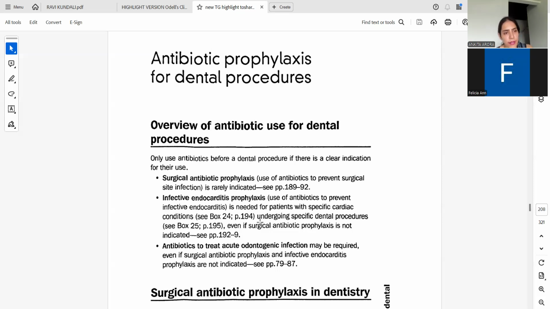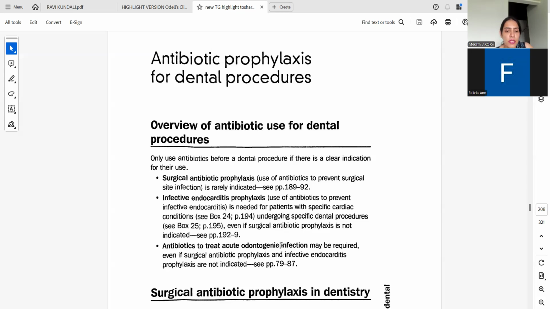Undergoing specific dental procedures. So there is a set of cardiac conditions, then a set of dental procedures. Both should be combined, where we choose: okay, these cardiac patients undergoing these procedures, we will give infective endocarditis prophylaxis. It is given even if surgical antibiotic prophylaxis is not indicated.